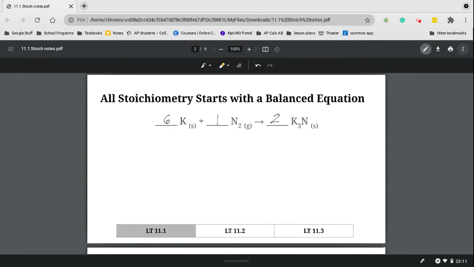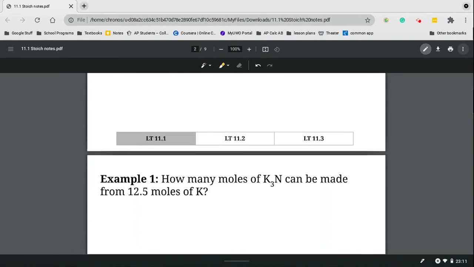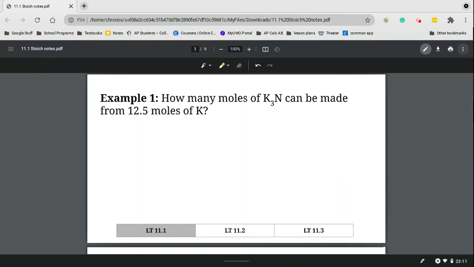This is creating a mole ratio. These numbers are going to be really important with stoichiometry. And so here we're going to use it to find how many moles of K3N can be made from 12 moles of K. So we're starting with that 12.5, not 12, moles.